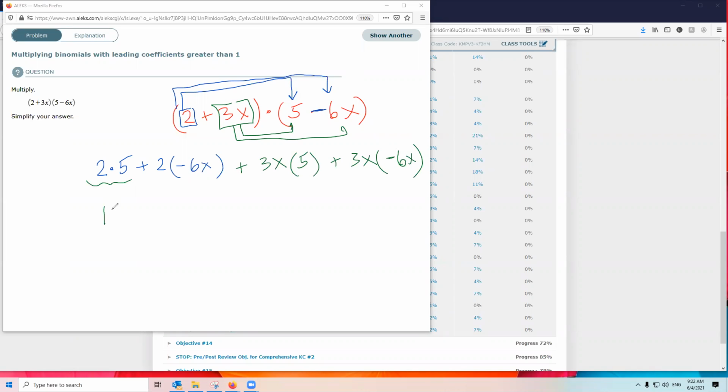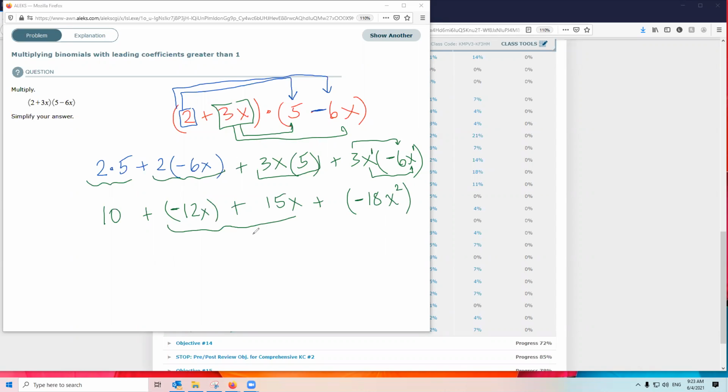2 times 5 is 10. 2 times negative 6x here is negative 12x. 3x times 5 is 15x. And in the back here, I have a 3 times negative 6, which is negative 18. But I also have an x times x. Remember, that's really x to the 1 times x to the 1. Product rule says add the exponents, so that's x to the 2.